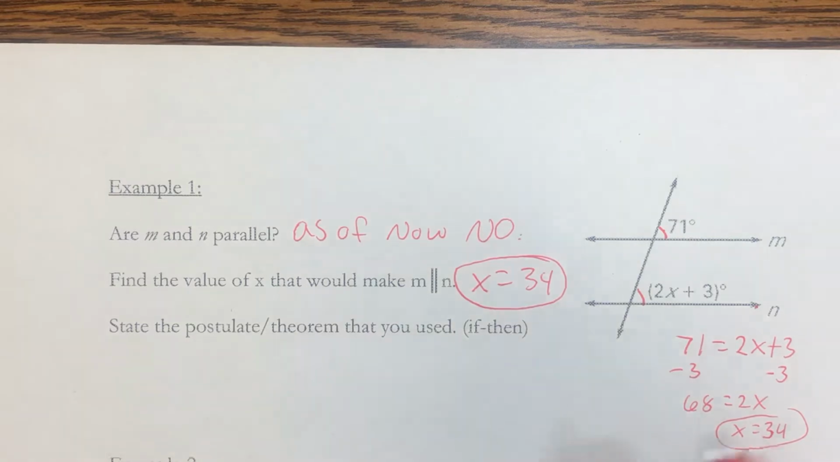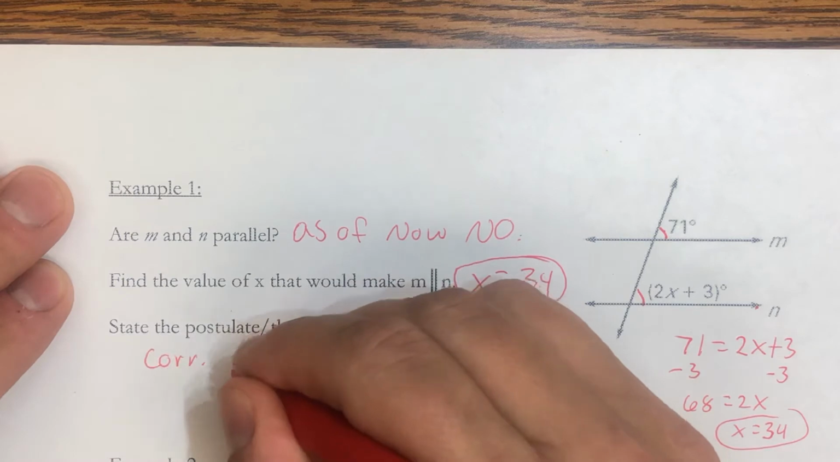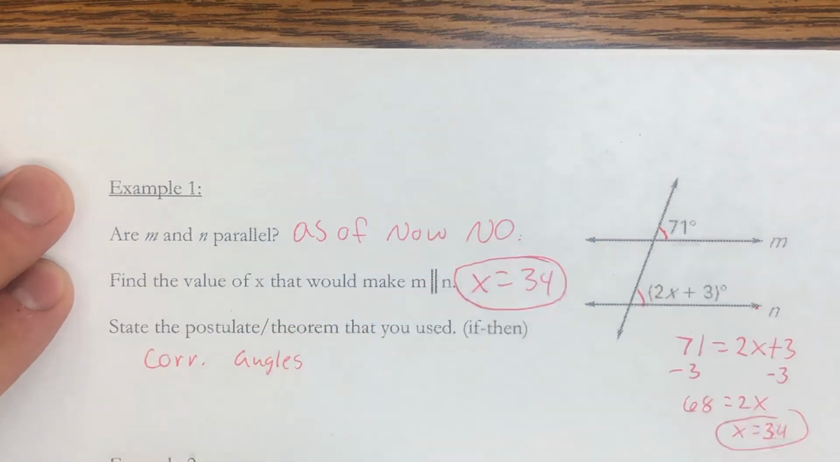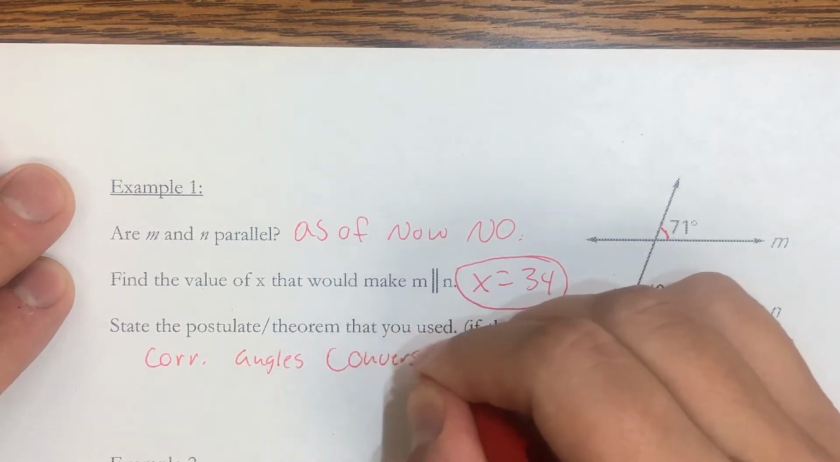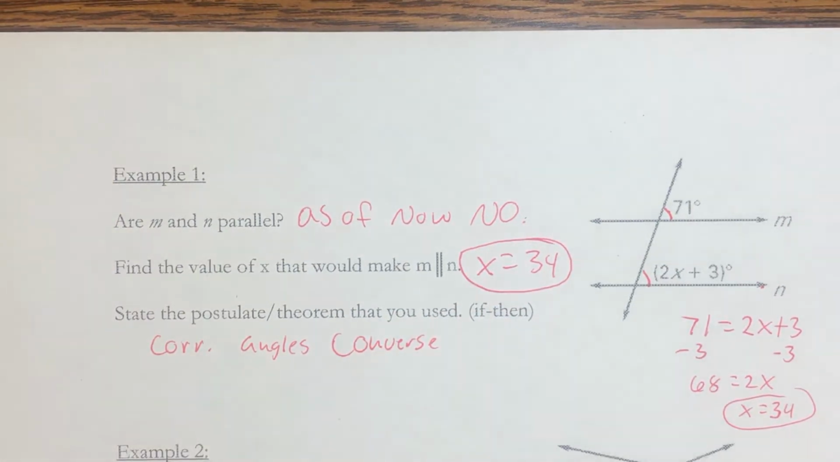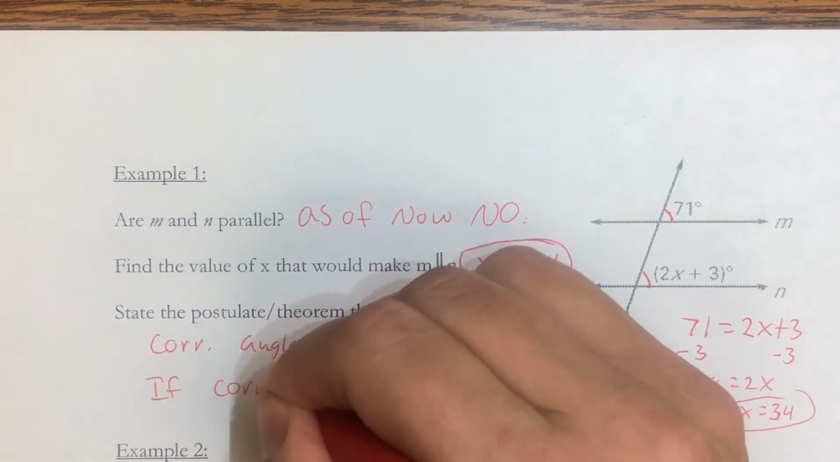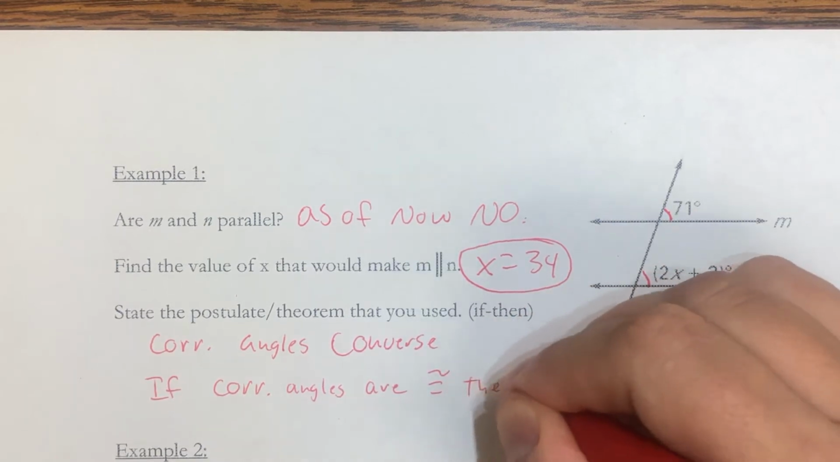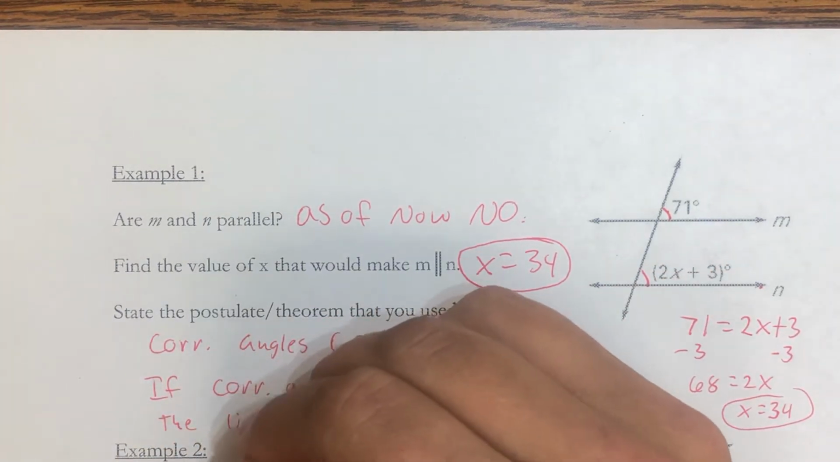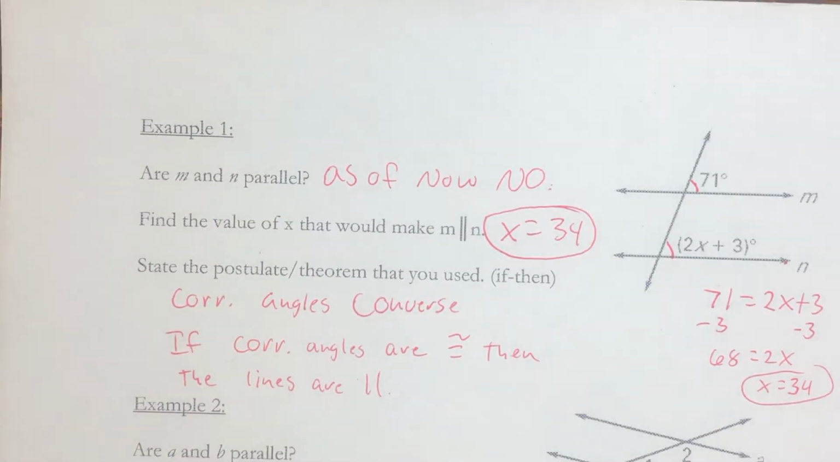So the postulate or theorem that we used is the corresponding angles converse. And if we put that in if-then form, I kind of like if-then form a little bit better, but the textbook doesn't use if-then form a lot. We would state if corresponding angles are congruent, then the lines are parallel, okay? So that would be how I could write it in if-then form.